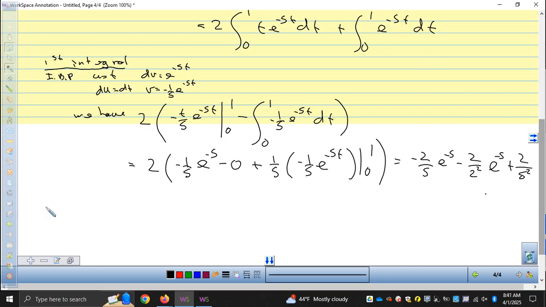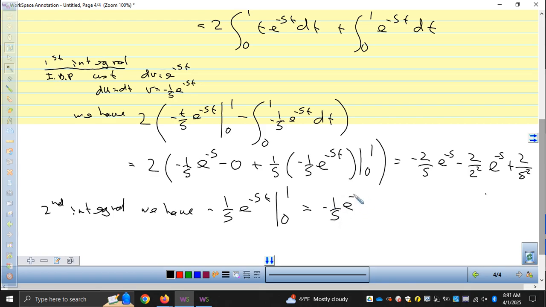So for the second integral, this one's easy to evaluate. We just have minus 1 over s e to the minus st evaluated from 0 to 1, which is minus 1 over s e to the minus s plus 1 over s.